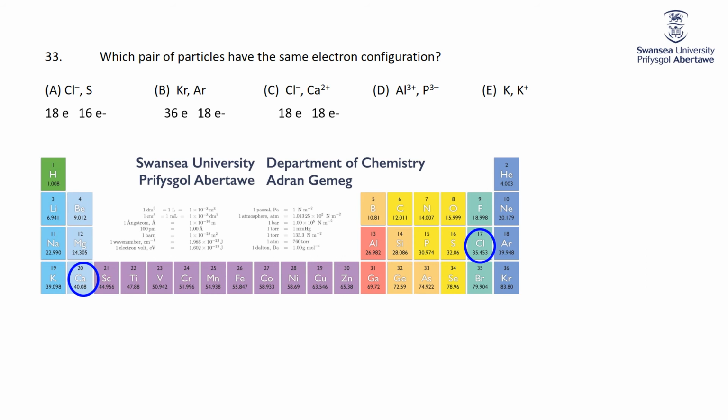So that looks good, but continuing on, aluminium and phosphorus: Al3 plus, 13 goes down to 10; P3 minus, 15 goes up to 18. And finally K has got 19, K plus would have 18. So which have the same electron configuration? C, the isoelectronic chloride and calcium cation.